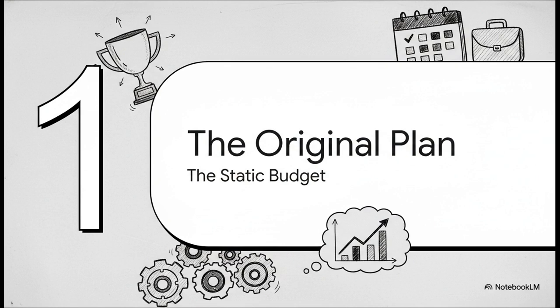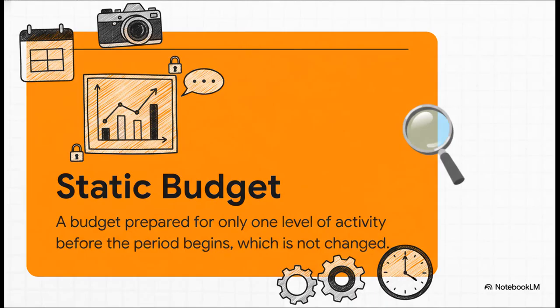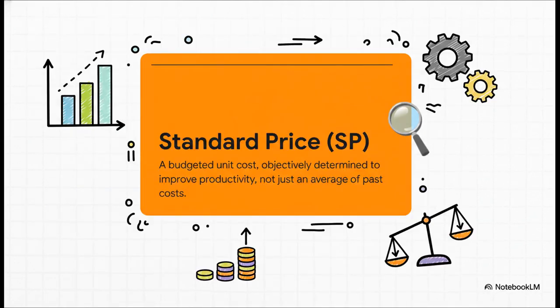All right, so every good analysis needs a starting point, right? A benchmark to measure against. In the business world, that plan is usually called the static budget. Just think of it like a snapshot in time. It's a fixed picture of what a company expects to happen. Before anything is even sold, management makes their best guess about sales, costs, the whole shebang, and they lock it in. It's totally rigid. Now, to build this budget, companies have to set a standard price.